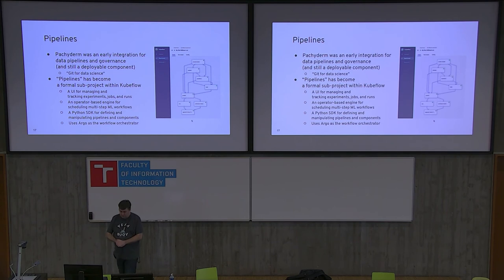So the pipelines project has a UI for managing and tracking the experiments and the jobs. And it's operator-based, so again, it's doing scheduling of these machine learning workflows. And it has a Python SDK for basically doing an annotation-based sort of specification for the pipelines and components. So it's fairly powerful. Again, it uses Argo under the hood as a workflow orchestrator.